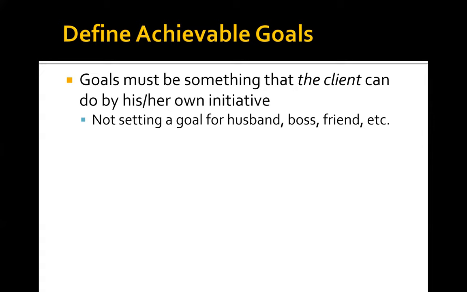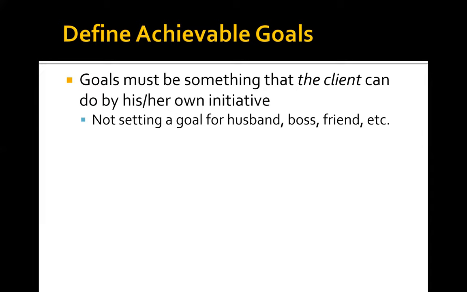All right. The other thing about defining achievable treatment goals, the goals need to be something that the client can do at their own initiative. Treatment goals don't work when the goals are set for somebody else. You know, so my goal is that my wife is going to be nicer to me. It's a great goal, but ultimately, there's not a lot I can do. Even if it's framed, I'm going to go home and I'm going to wash the dishes so that my wife won't be mad at me.